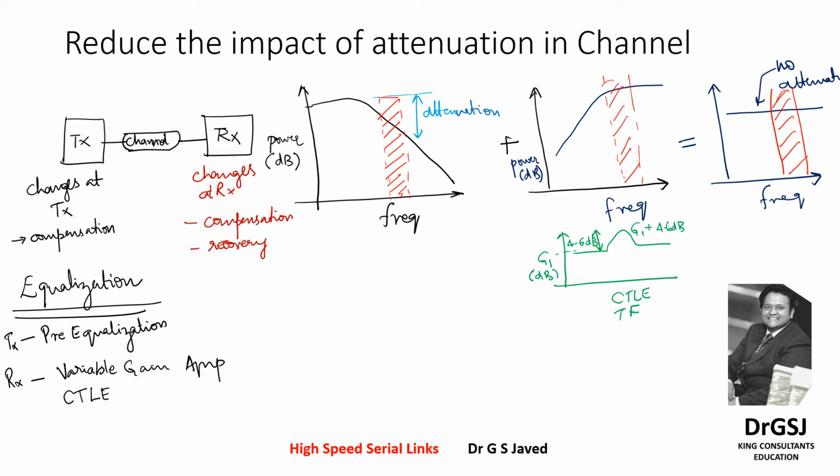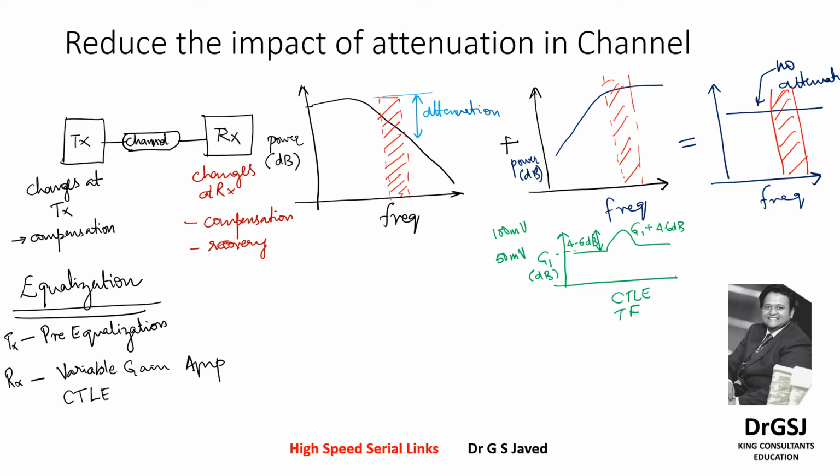Right? You try to boost it by 6 dB. 6 dB means you are trying to double the amplitude. For example, if you get say 50 millivolt input here, you are trying to improve at this frequency to be 100 millivolt as an example. So you are going to double the amplitude.